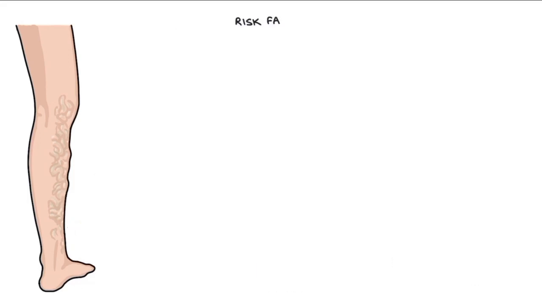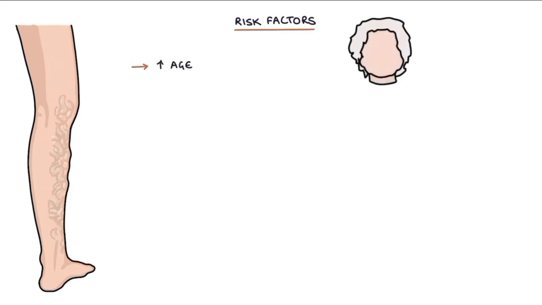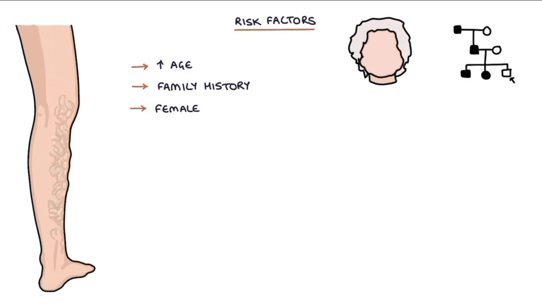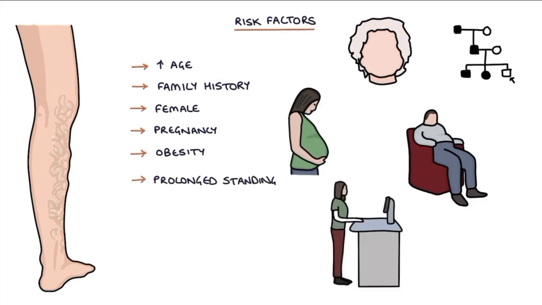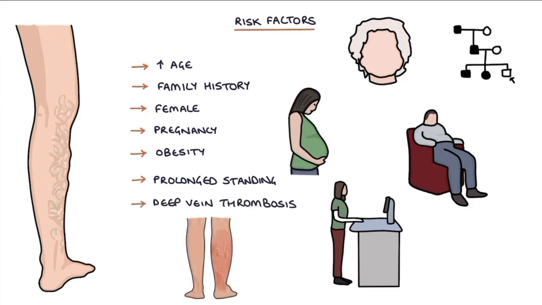Next, let's talk about the risk factors for varicose veins, and these are increasing age, family history, being female, pregnancy, obesity, prolonged standing, for example, occupations that involve standing for long periods, and deep vein thrombosis, which can cause damage to the valves in the veins.